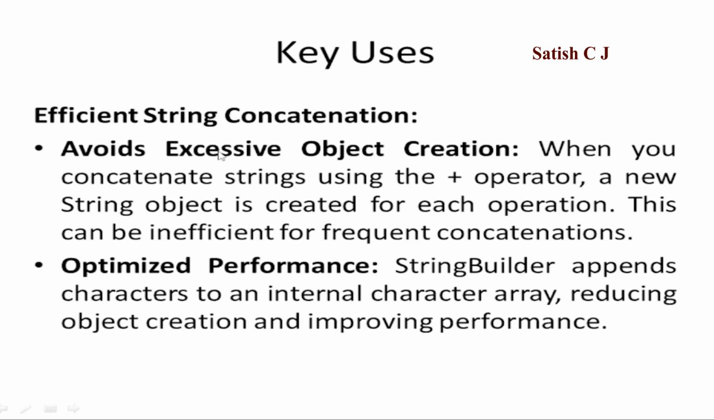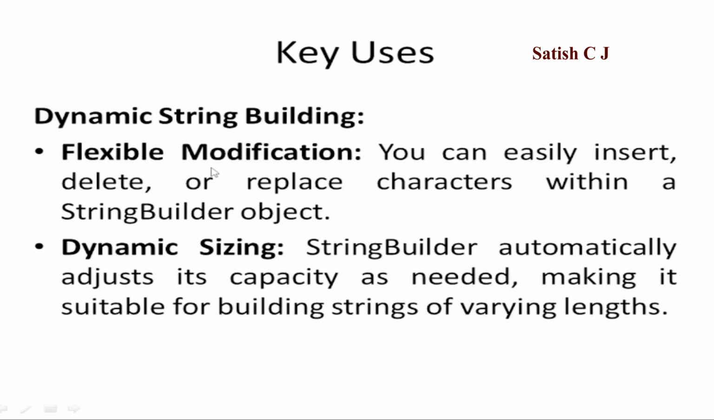So what are the key uses here? It avoids excessive object creation. When you use strings, you're going to create an object for every concatenation or every operation you do. Here, you're not going to create a new object, you're going to work on the same object because the object is mutable. And it is very efficient when you are appending a lot of strings together, appending a lot of characters or integers to your string. In such cases, it is very optimized. It's also flexible for modification. You can easily insert, delete, or replace characters within your string. Dynamic sizing is also possible with StringBuilder.